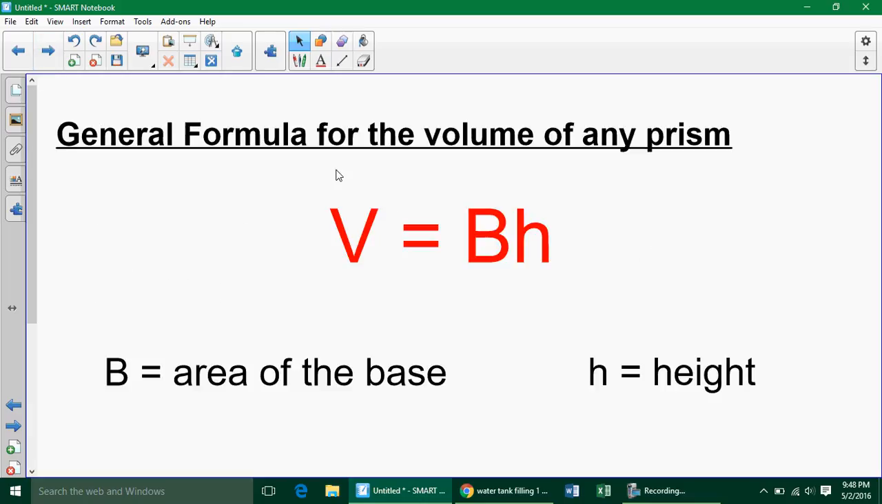So here's the general formula for the volume of any prism. Okay, so V represents the volume, B represents the area of the base, and H is the height. I could give you any prism, and you should be able to take this and tell me what the volume would be. As I said before, there are some prisms that come up more frequently than others, and those we can create specific formulas for.